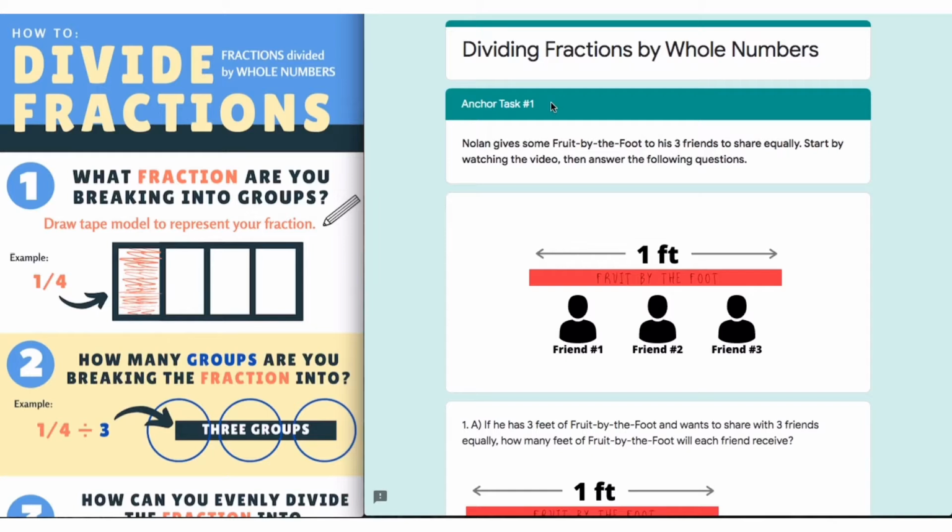To begin, we're going to go through anchor task number 1 using the steps of the anchor chart you can find on the Google site or Google Classroom. I'm going to read each part of the question and then go through each step one by one. Anchor task number 1 says Nolan gives some fruit by the foot to his 3 friends to share equally. For each part of this problem, we're deciding how much of this fruit by the foot each of his friends gets.